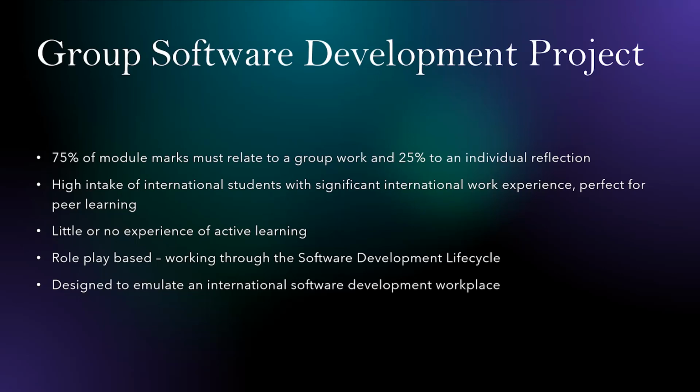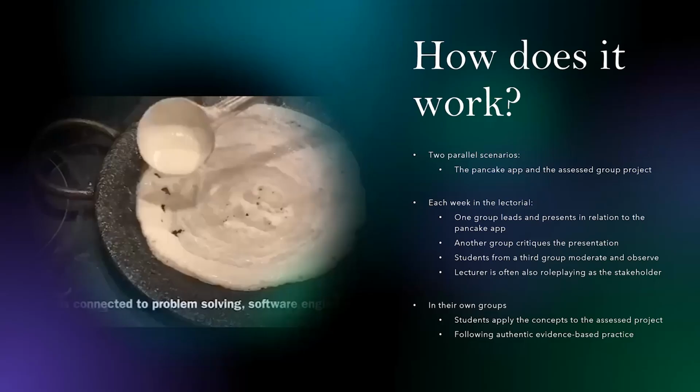There are about 6 roles that take people through the software development lifecycle. So there's the project manager, the tester, the developer. There's a whole bunch of roles that they can take, and they then have to research what that role does, and act out and do their own project as a group.